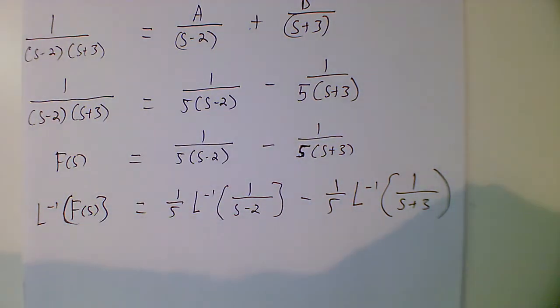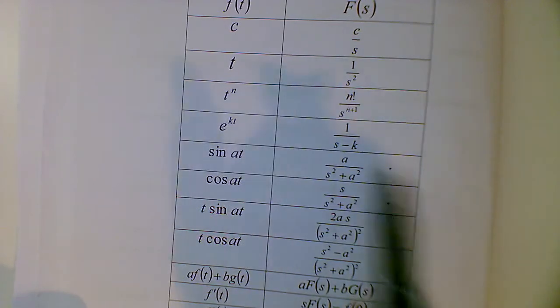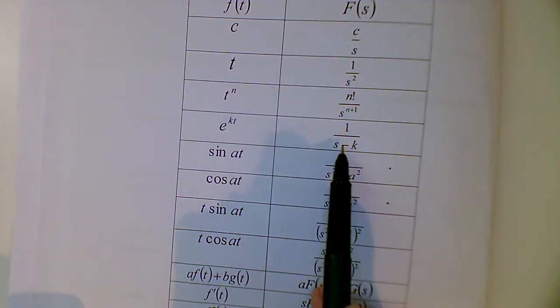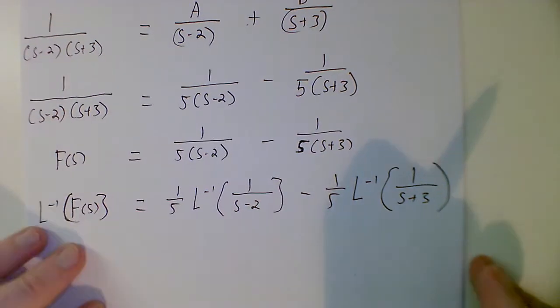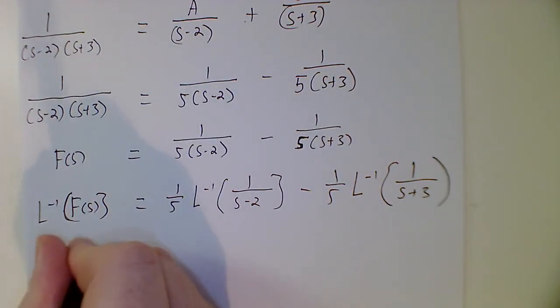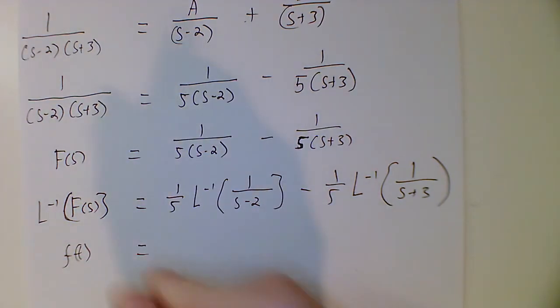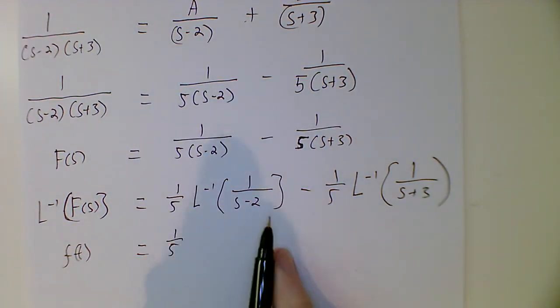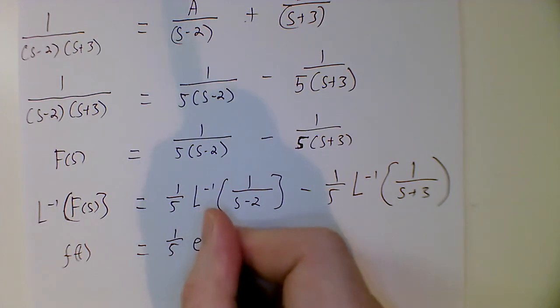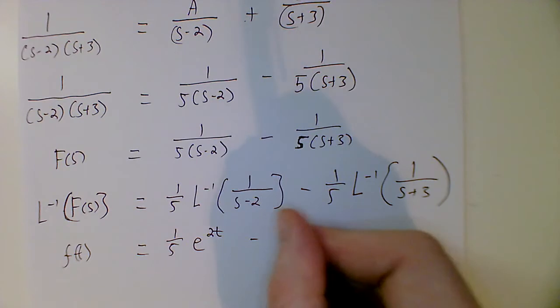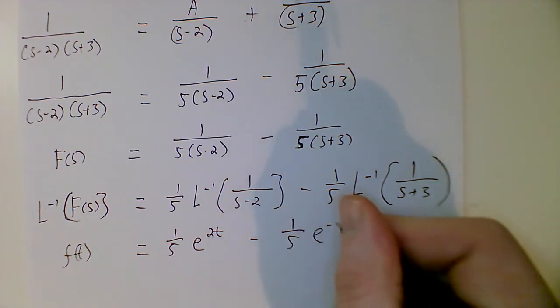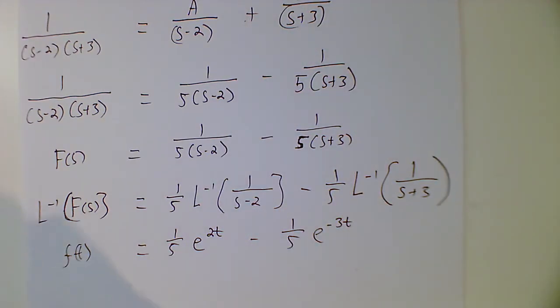So I go to my table, and I'm looking for something that's just got s and a number on the bottom. I see that s take away, or s plus a number, and I see that's that one there. So f(t) is equal to a fifth, and that's just going to be e to the power of 2t, take away a fifth, e to the power of negative 3t.